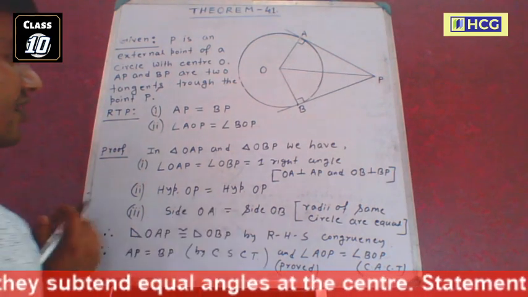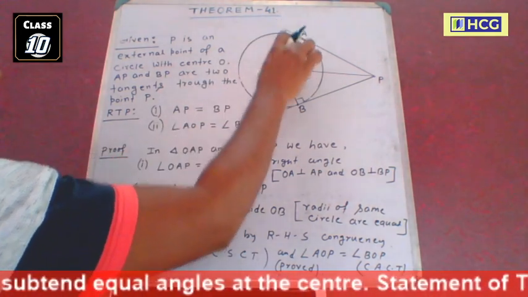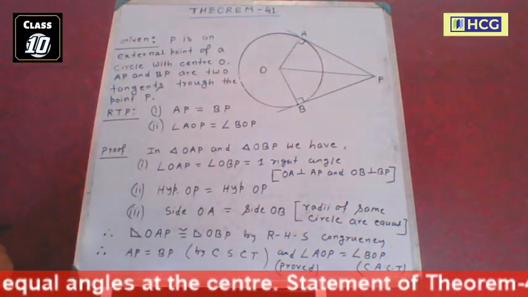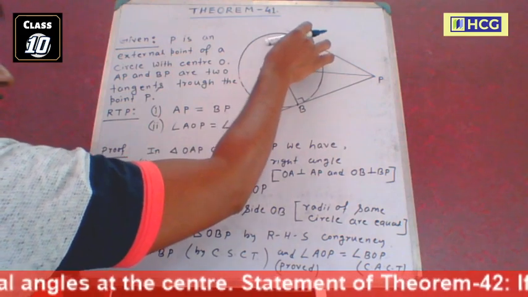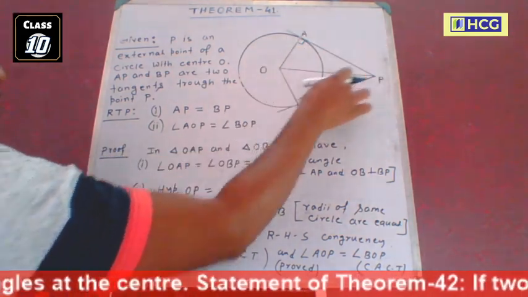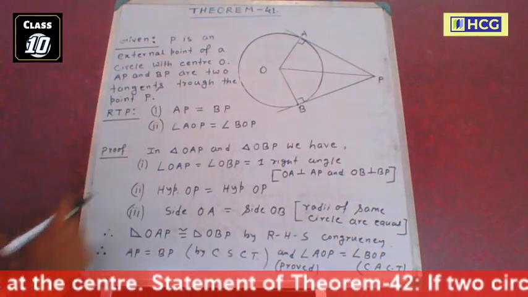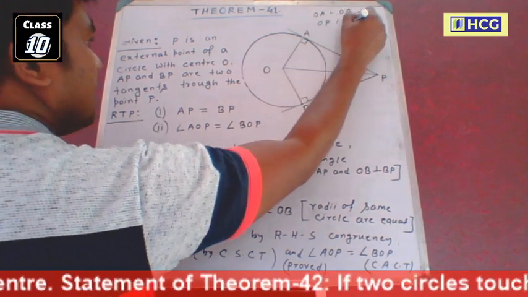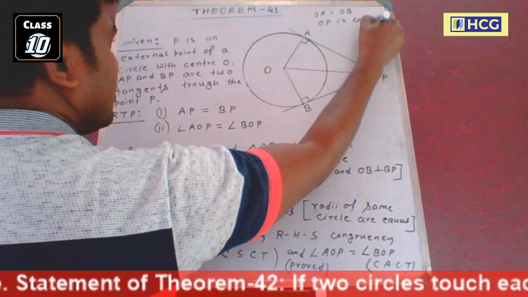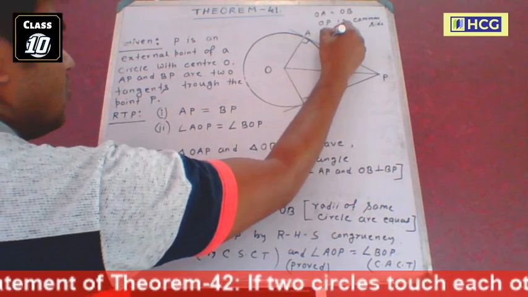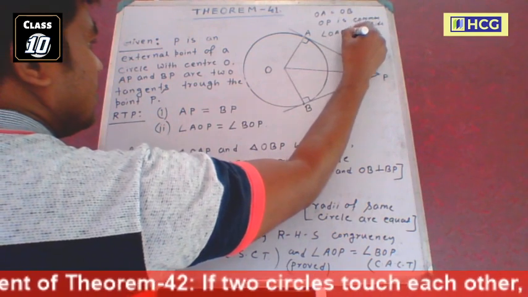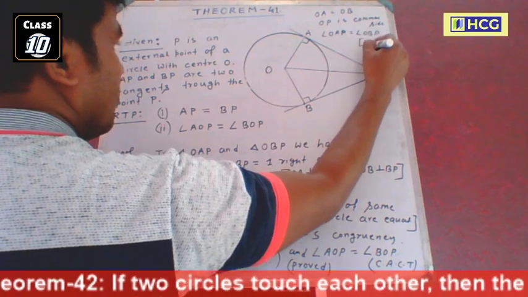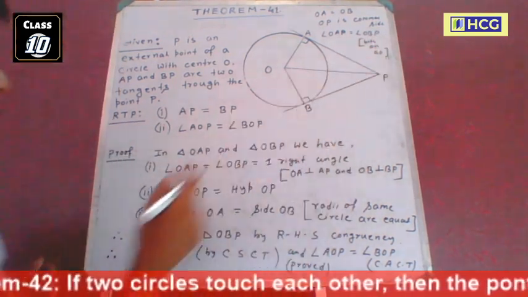Many students write OA equals OB, both are radii of the same circle, and OP is a common side, and angle OAP equals angle OBP because both are 90 degrees. Then the two triangles are congruent.